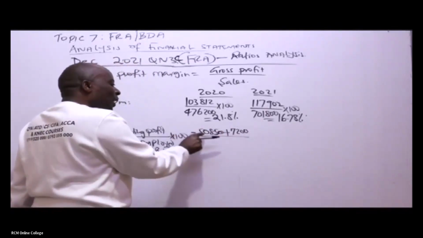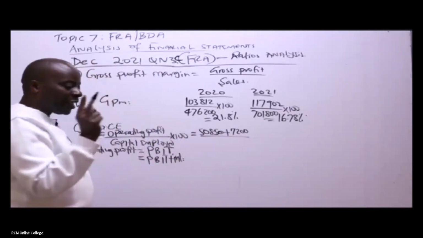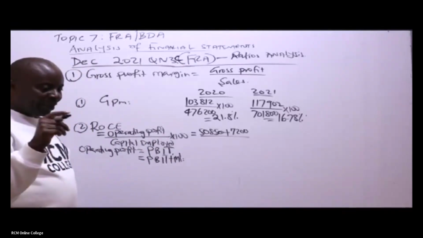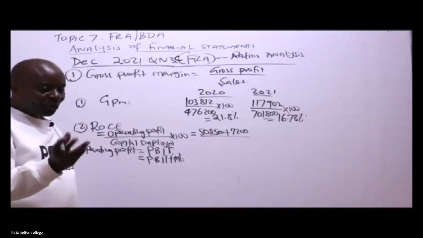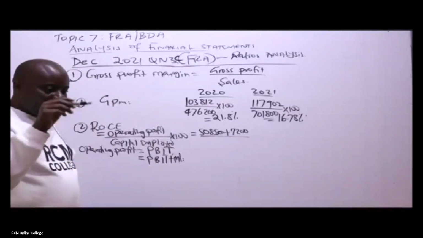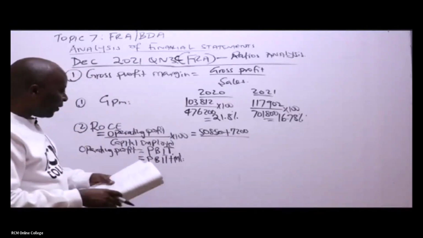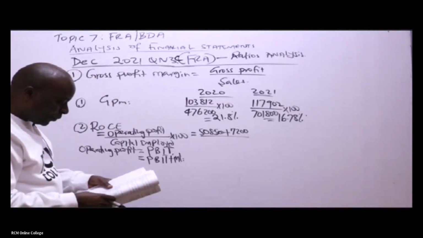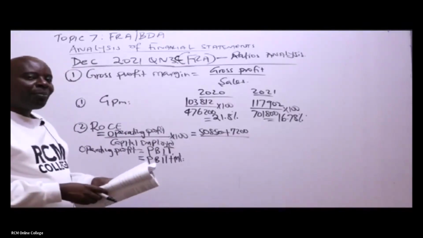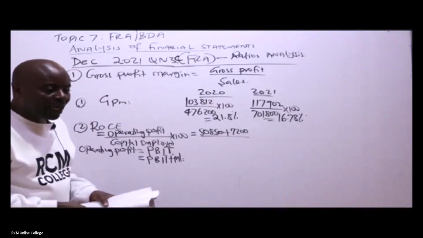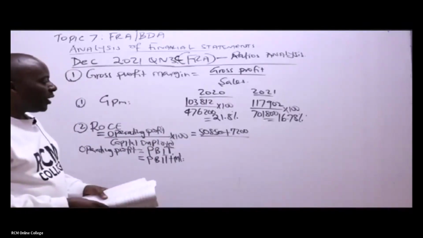But up to here, with this reasoning, are we really together? Because the examiner will always try to play around with your mind. He has given you profit before tax, and they want it to be profit before interest and tax.